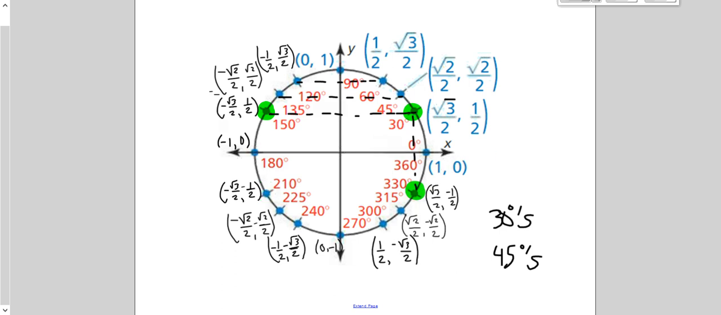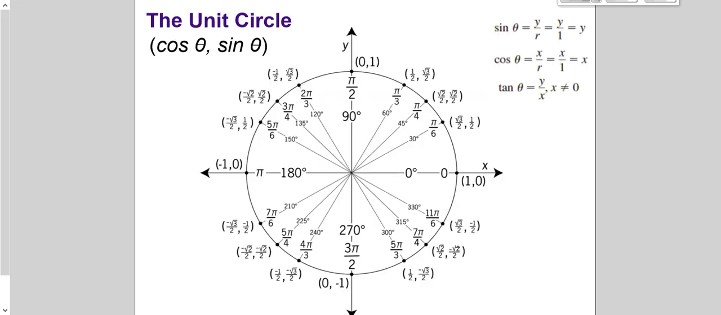All right, there's more on the unit circle. Here it is all filled in for you with the degree measure, the radian measure, and the coordinates x and y. As long as we are on the unit circle with radius 1, then the sine of theta is your y value, cosine of theta is your x value, and tangent is y divided by x. Keep this handy. We'll come back to this page often.